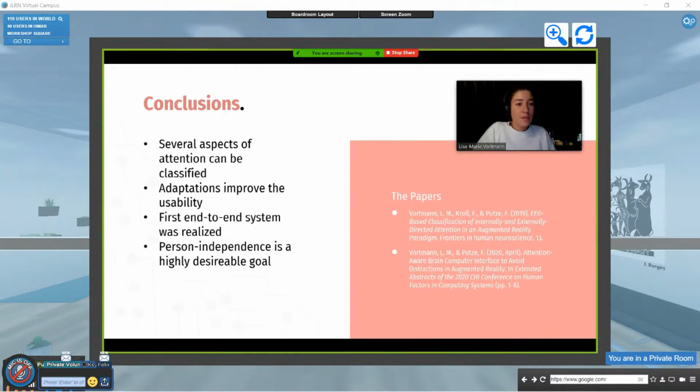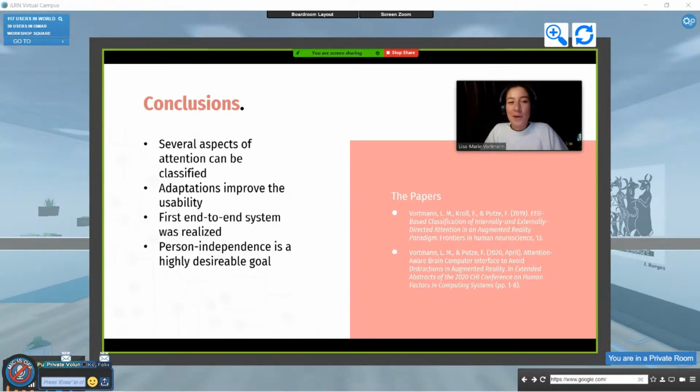There's many things that you can still do. As I mentioned before, you can look at attention shifts and many other aspects. We did show that the adaptations do improve usability, and we can come up with a lot of scenarios where attention awareness would help the participants. We have a first end-to-end system that will be improved in the future.